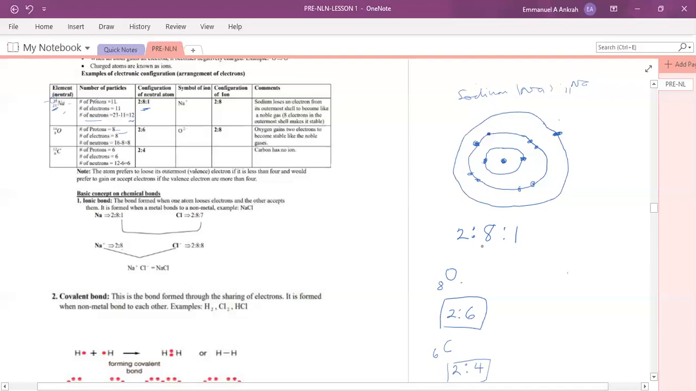Now the electrons in the outermost shell, this outermost shell, this is what we call the valence electrons. The outermost shell. So there's a 1 here. So the orbit is called the valence orbit. Valence.